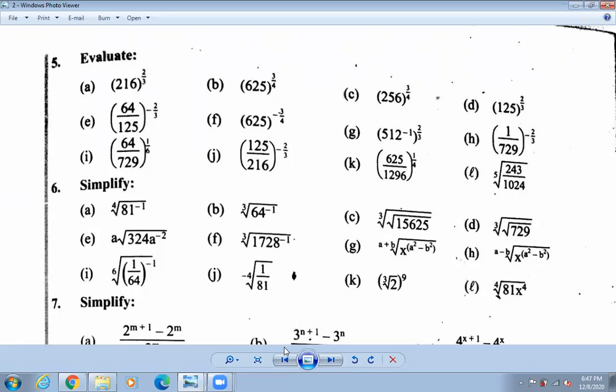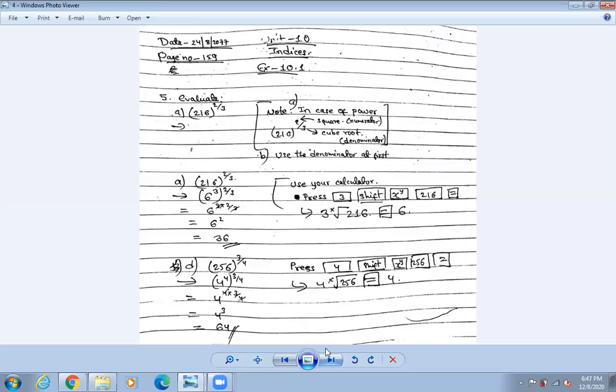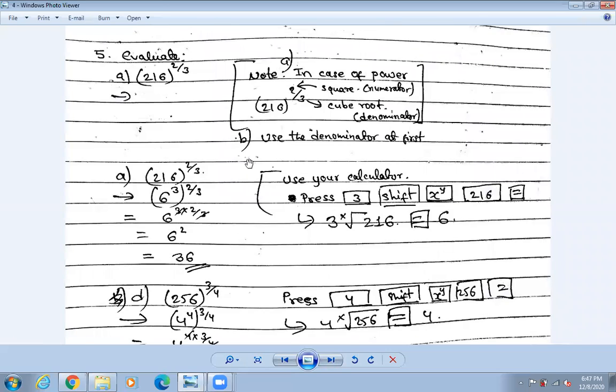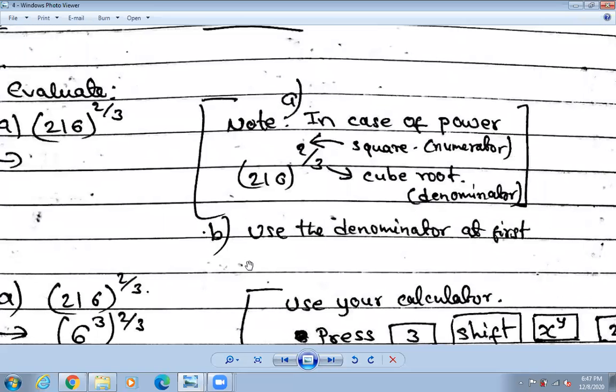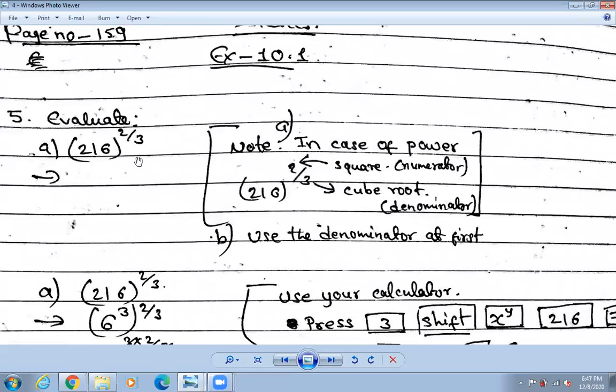How will we handle this type of question? Let me start with this one. Let me start with the explanation. So what to do in this case?